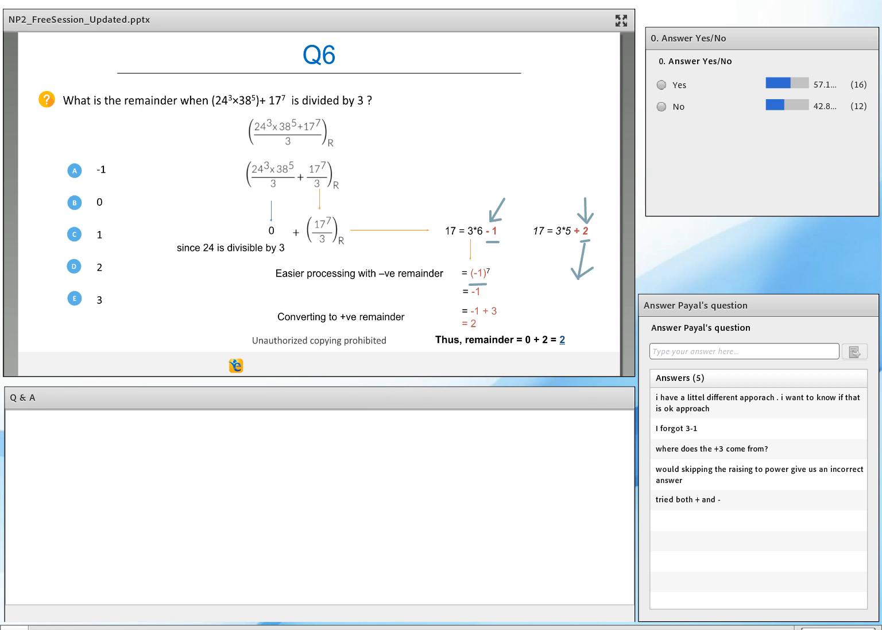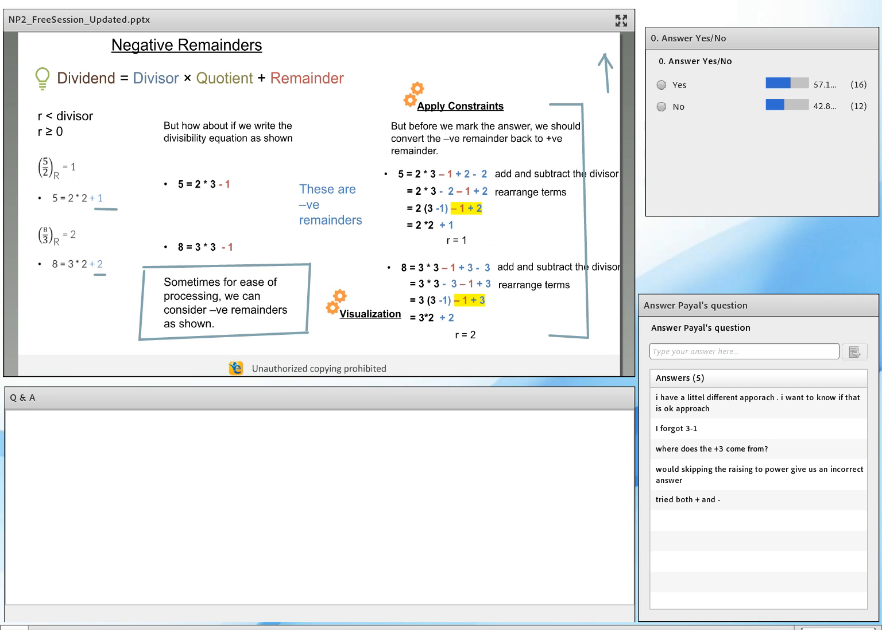Where does the plus 3 come from? The plus 3 comes from the processing that I want you to do on your own, and again, I'm going to show you over here. You always have to convert the negative remainder back to a positive remainder, and to do that you add back the divisor. Why we are adding back the divisor is something I've explained in this section, and that's what I want you to do on your own after I share the PDF with you.